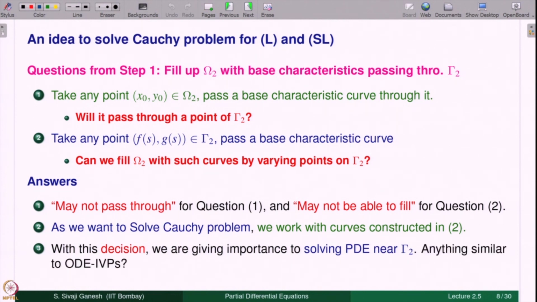Is there anything similar to ODE initial value problems here? Yes, there are similarities. There also, when we solve dy/dx = f(x, y) with y(x0) = y0, that is an initial value problem, the existence theorem says there is a solution near x = x0. That is why it is called the local existence theorem. So, it is similar to that.